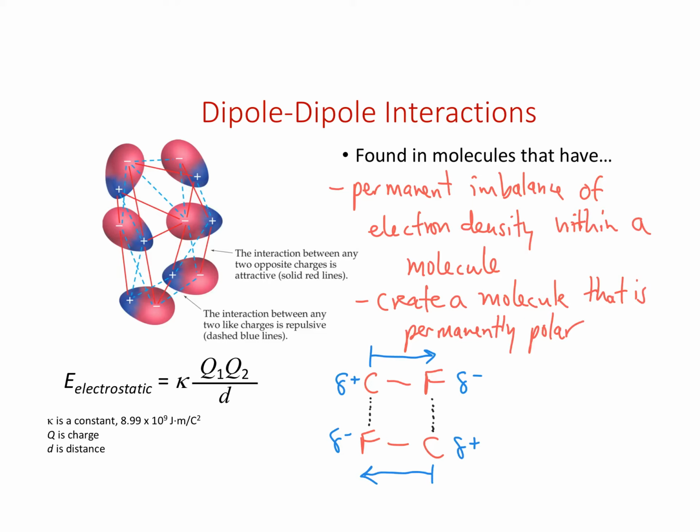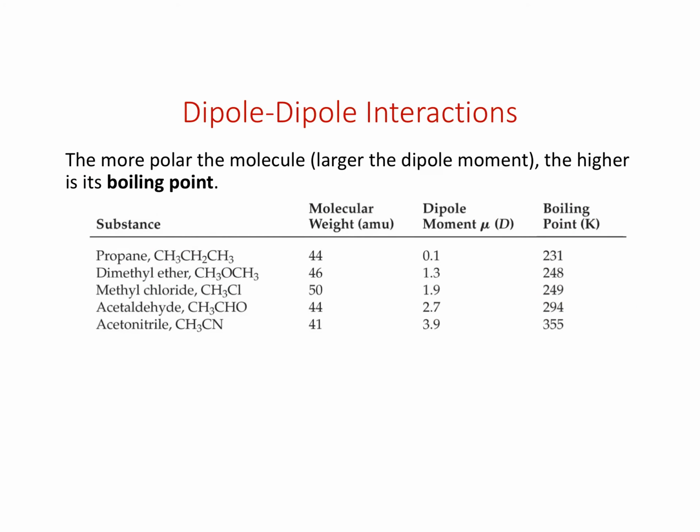I need to have a polar molecule, so I need to have something that's electronegative bonded to something that's less electronegative to create that permanent imbalance of electron density, those permanent partial charges assigned to the molecule. That's going to help create these dipole interactions that come in at around 10 kilojoules per mole in energy. So you're going to have to ask yourself, do I have a polar molecule? If so, then yes, I have dipole-dipole interactions. So let's take a look at some of the impacts of dipole-dipole interactions.